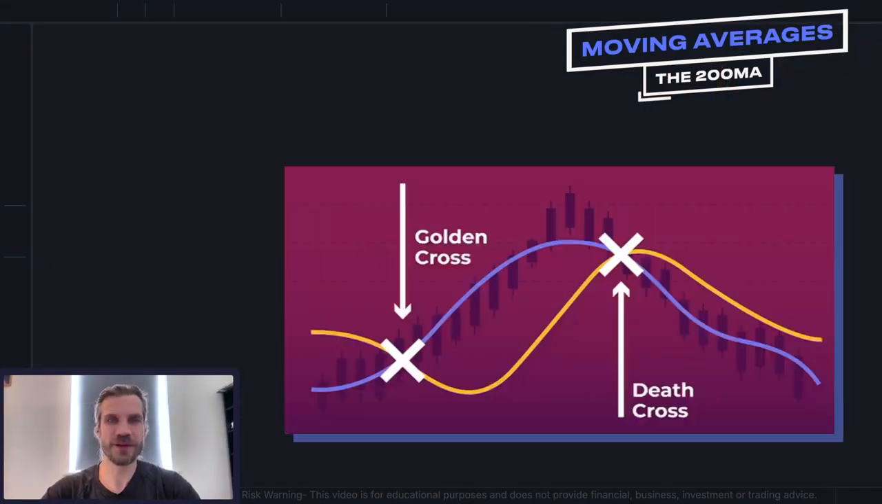It's also worth noting that a bull market is typically considered to be in play when the price action of an asset is above the 200 MA on the 1-day time frame, and that it's considered to be a bear market if the price action is below the 200 MA on the 1-day.